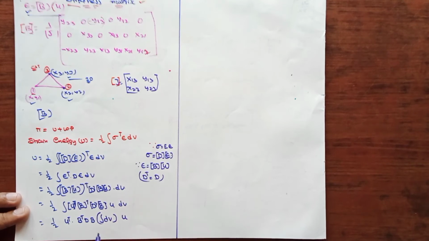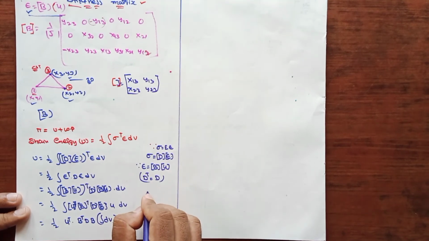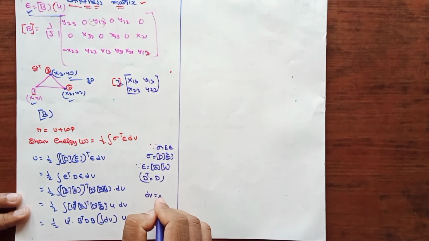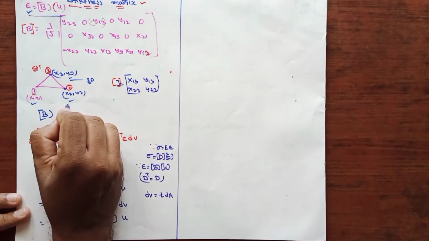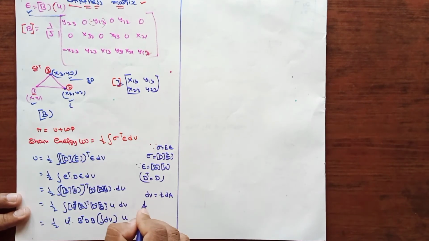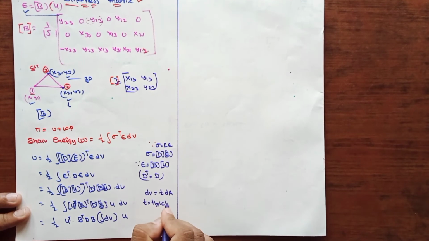So I have rewritten the above equation in a simplified form. Here, the volume of the given element can be written as thickness into dA, because the given CST element has a thickness T, where T is the thickness and dA is the small element area.